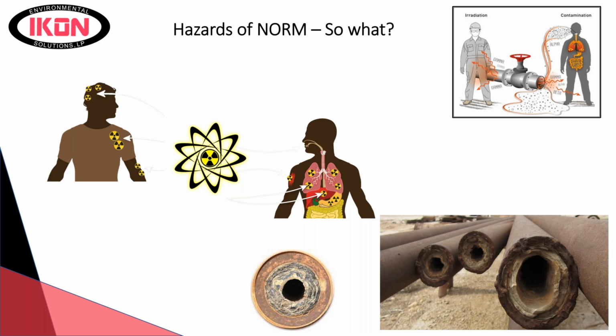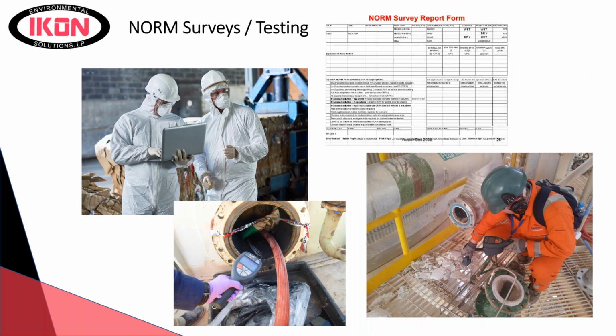If that's the case, sometimes we'll do what we call a bioassay. You hand them a milk jug and tell them to fill it with all their urine for the next 24 hours, and we send that off to a lab. We're trying to see if they had enough material in their body that it's now being excreted, then you can back calculate what the actual internal dose was for that.